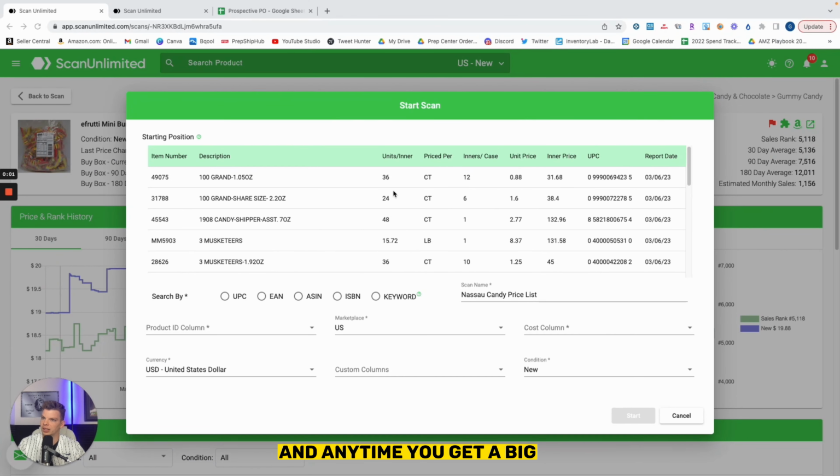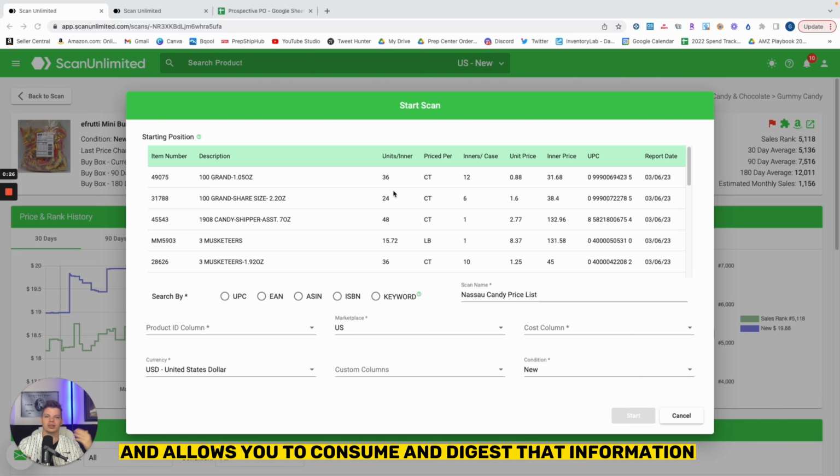So we're here in Scan Unlimited, and anytime you get a big catalog from any of your brands or distribution companies, suppliers, etc., you're going to want to use some sort of scraping software to really consume, filter through, and sift through that information. We use Scan Unlimited. There's others, right? There's Tactical Arbitrage. Smart Scout has one. There's a bunch of them out there that pretty much do the same thing, and really they're just creating filters around a given data set, right? Obviously your catalog. It allows you to consume and digest that information and work with that information as quickly and as efficiently as possible, right? Filtering out a lot of the fluff.